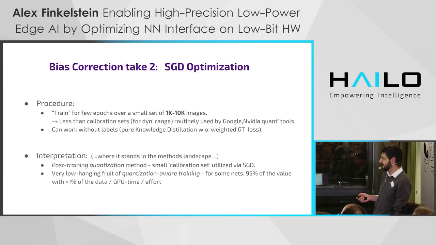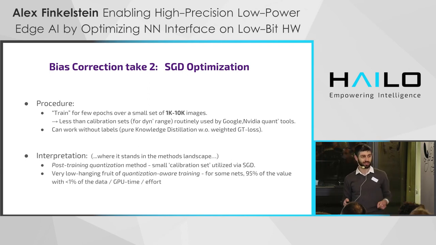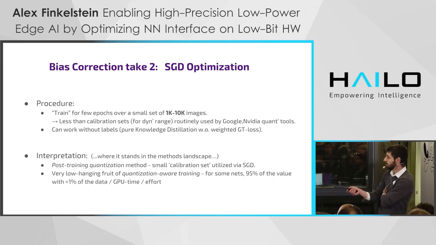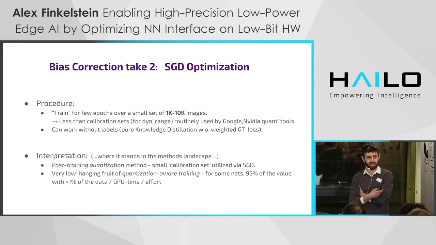On the practical side, since we optimize only a small part of the variables, in practice we see that we need a laughable amount of images with respect to a process which is a kind of training. We don't even need labels. We can take a few thousand images which somewhat resemble the data set, and it will work.